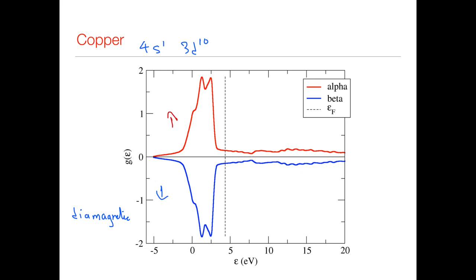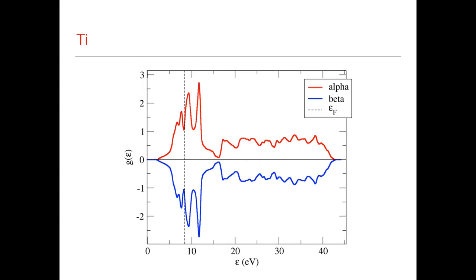But we can see why the Stoner criterion would not be satisfied here, because all of the 3d states which give rise to the large DOS, these large features here, are way below the Fermi energy. So the dotted line here is the Fermi energy. So the value of the density of states at the Fermi energy is low. So the Stoner criterion is not satisfied. Exchange doesn't dominate, the kinetic energy dominates, and there's a sort of perfect mirroring where every spin up is paired with an equivalent spin down. So that is copper.